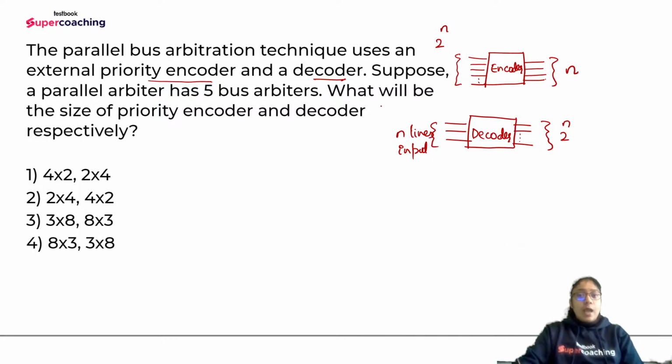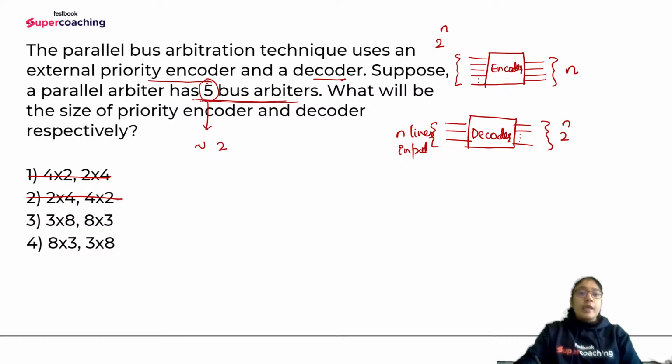Correct? Now here, suppose a parallel arbiter has 5 bit arbiters. What will be the size of the priority encoder and the decoder? If we have to take 5 inputs, then 2 raised to power, it's close to 2 raised to power 3. 2 raised to power 2 is not possible because 4 is smaller than 5. You can see the options here, 4 cross 2, 2 cross 4. 4 we cannot take. So definitely it will be one of the options from 3 or 4.